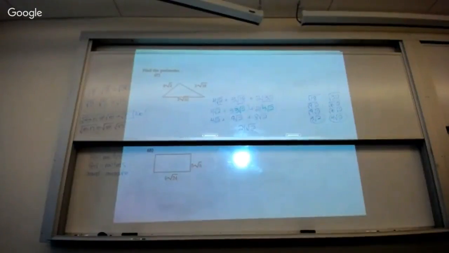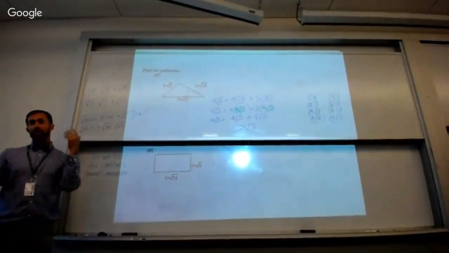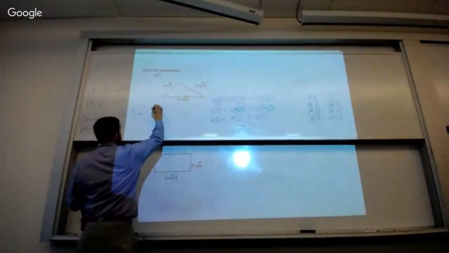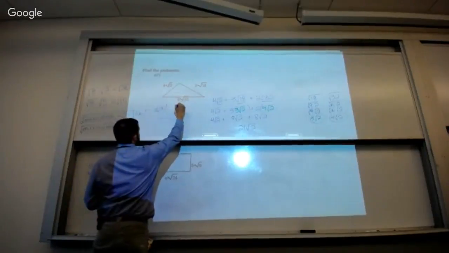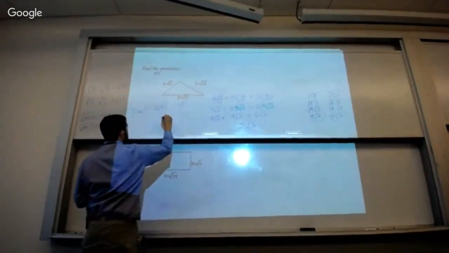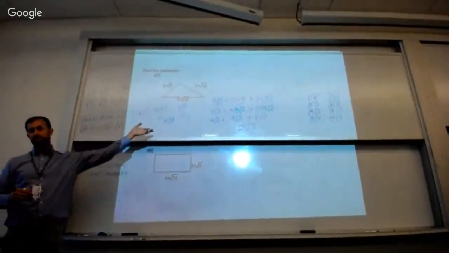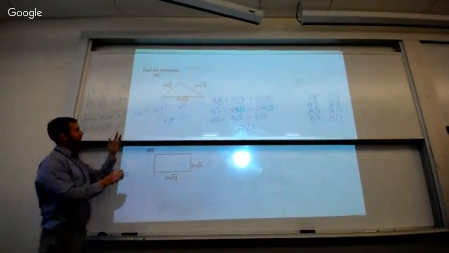to have all the roots be the same. Now, that might not work out. What if your triangle had sides 2 root 3 and 3 root 5 and 4 root 7? Well, root 3 and root 5 and root 7, do any of those simplify? No, none of them simplify.